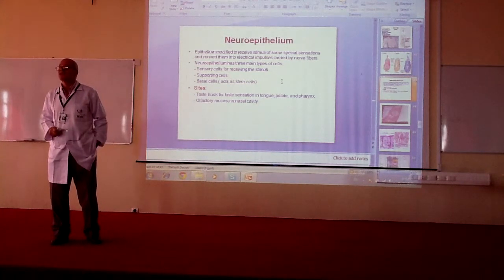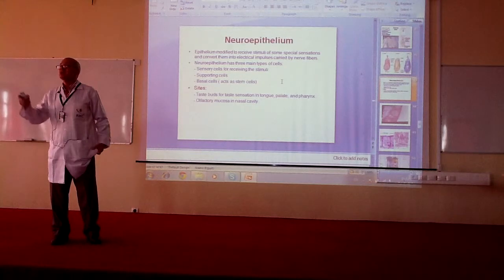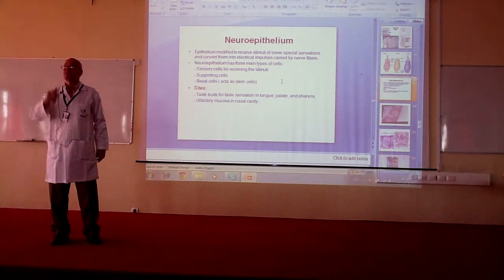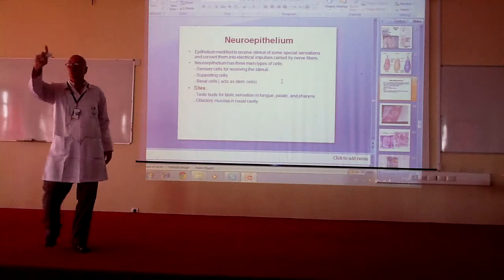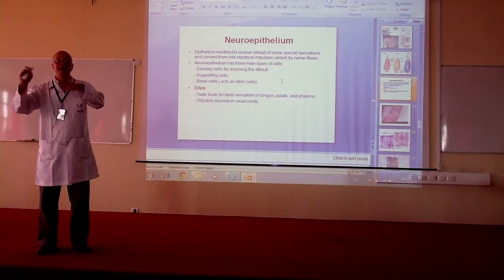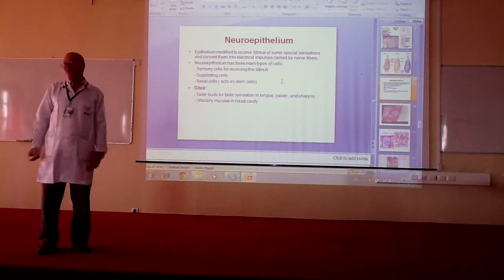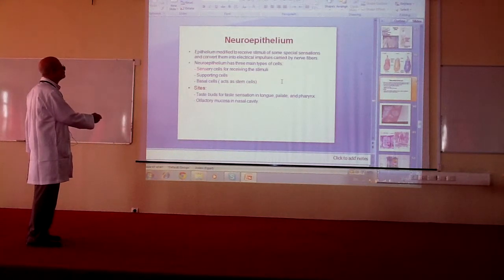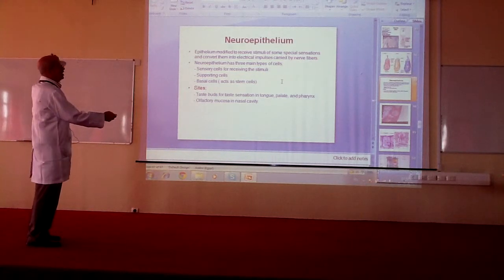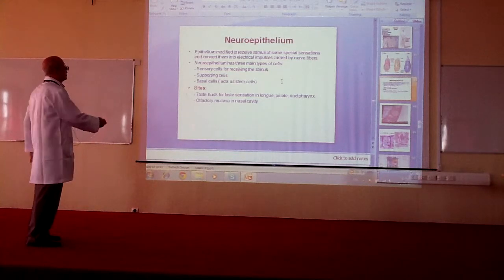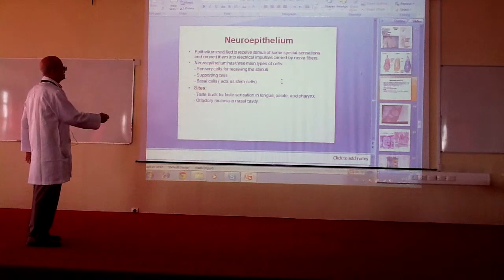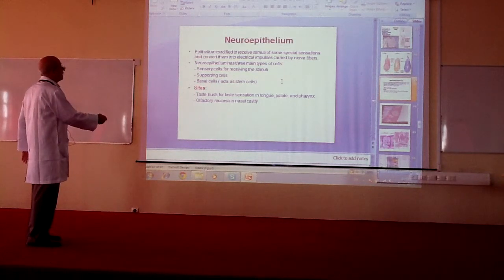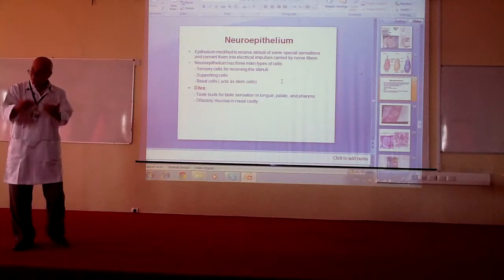And what is the result of its division? Formation of different types of cells. It doesn't give rise to one type. It can give rise to different types of cells. It can give rise to the sensory cells, which send the stimulus by nerve fibers to the central nervous system. It can give rise to supporting cells to support the sensory cells. It can give rise to more basal cells.